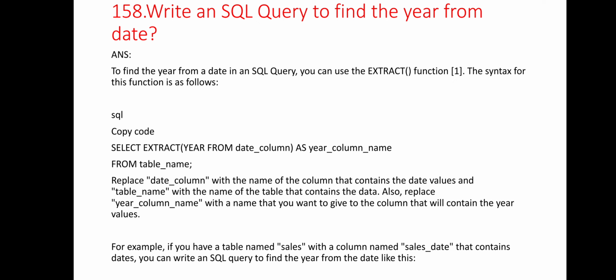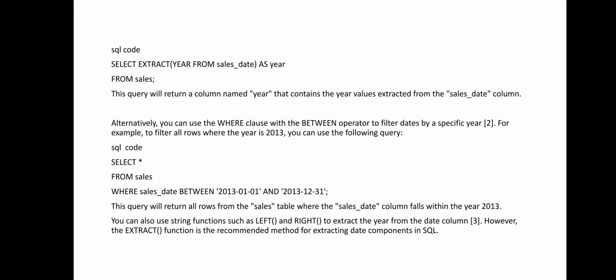Also replace year_column_name with the name that you want to give to the column that will contain the year values. For example, if you have a table named sales with a column named sales_date that contains dates, you can write an SQL query to find the year from the date like this: select extract(year from sales_date) as year from sales. This query will return a column named year that contains the year values extracted from the sales_date column.